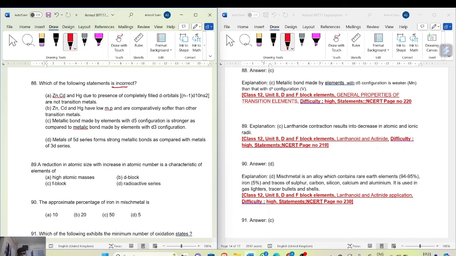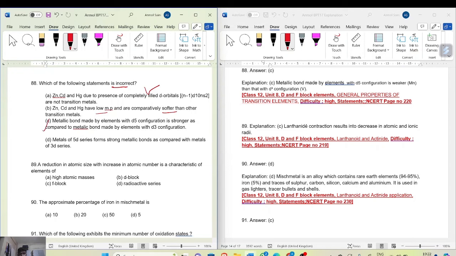The first statement is fully correct because zinc, cadmium, mercury have completely filled d orbital. That's why they are not considered as transition element. This is correct. And zinc, cadmium, mercury don't have unpaired electron, that's why they have low melting and boiling point. So that's why they are softer than other transition metals. So this statement is also correct.